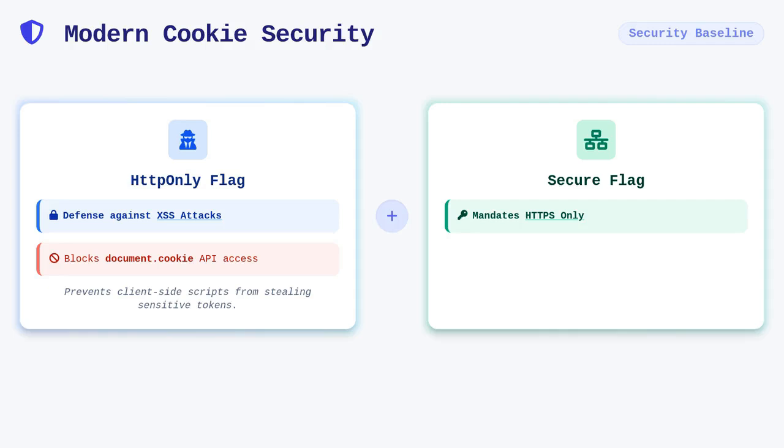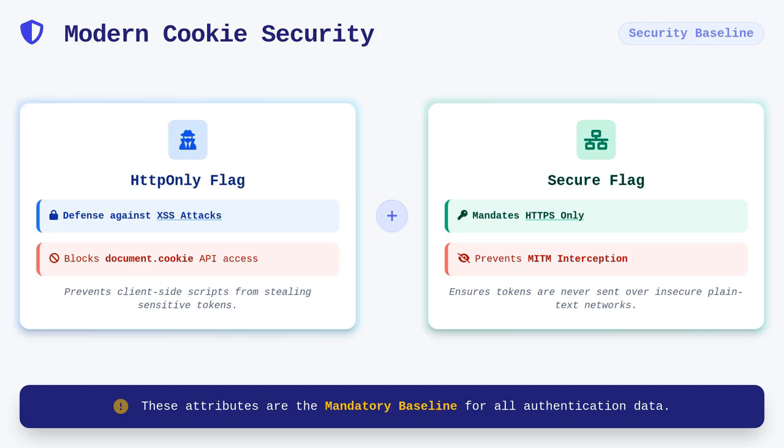Similarly, the Secure flag ensures that the browser will only transmit the cookie over encrypted HTTPS connections. Without this, sensitive session identifiers are vulnerable to man-in-the-middle interception on insecure networks. These two attributes should be considered the mandatory baseline for any cookie intended to carry authentication data.